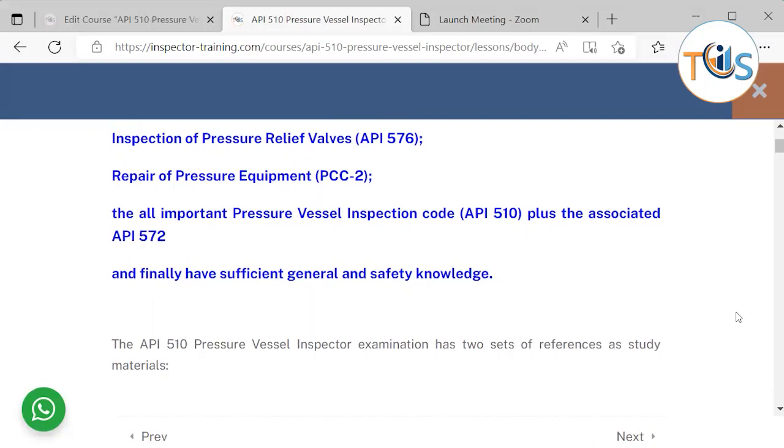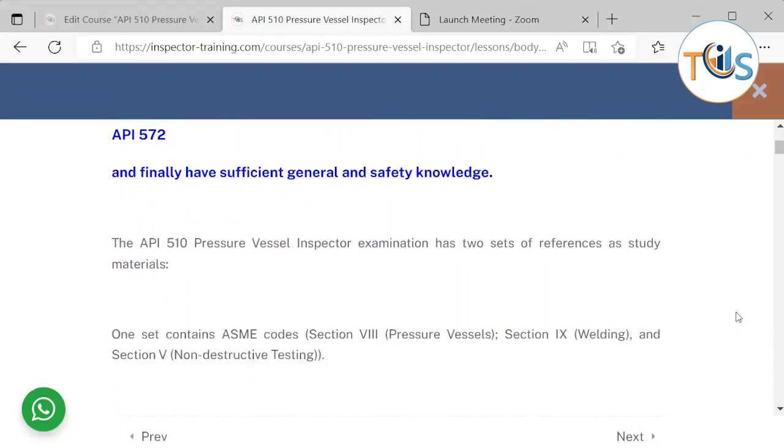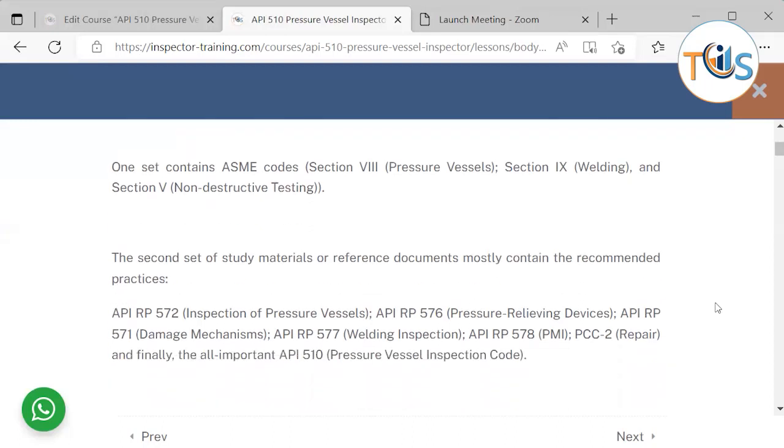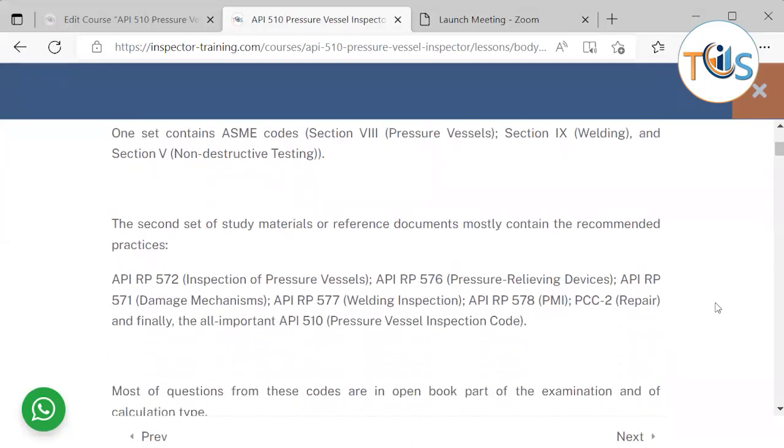In the API pressure vessel inspector examination, you have two sets of reference documents as study material. One set are ASME, which are Section 8, pressure vessel construction code, Section 9, welding, and Section 5, non-destructive testing. And the second set would be the API documents, such as 572, pressure vessel inspection practice, 576, PRD, 571, damage mechanism, 577, welding inspection, 578, PMI, PCC-2 repair, and finally the all-important 510 pressure vessel inspection code.